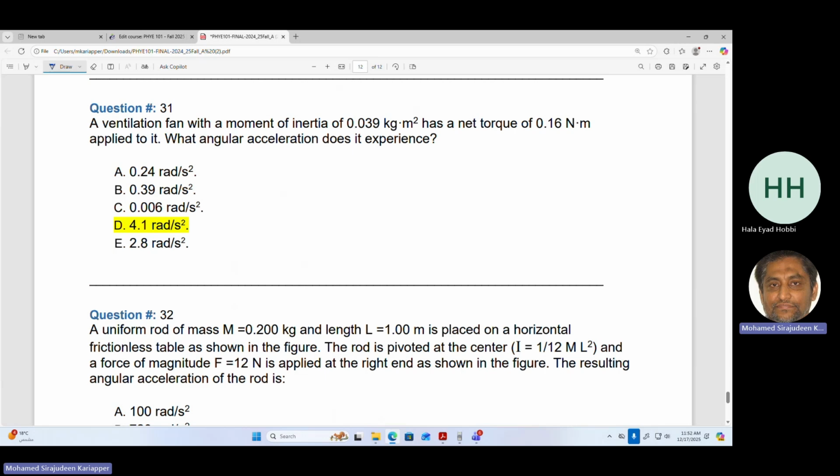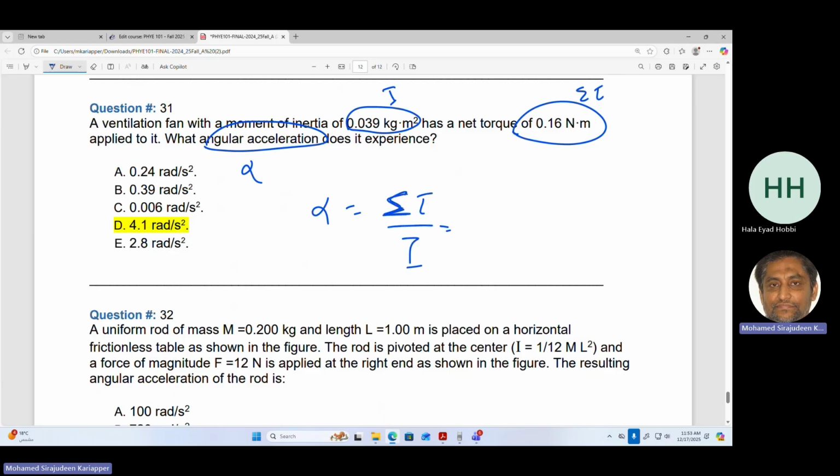Now it's rotational dynamics. Applying Newton's second law for rotation, a ventilation fan, it's like a wheel, it is rotating, with a moment of inertia given. So the moment of inertia about the rotation point, which is at the center, this is the I. The net torque is also given. What is alpha? It's just a matter of substituting in the equation. Very easy, direct question, and everything in SI units, substitute and get the answer. Number 32.